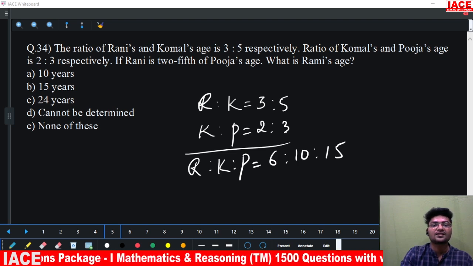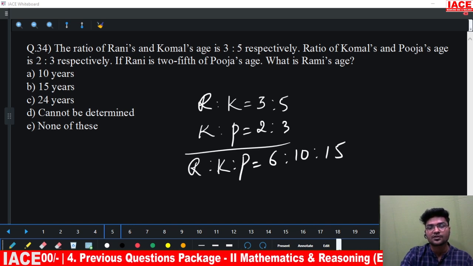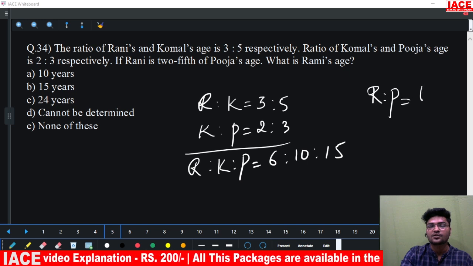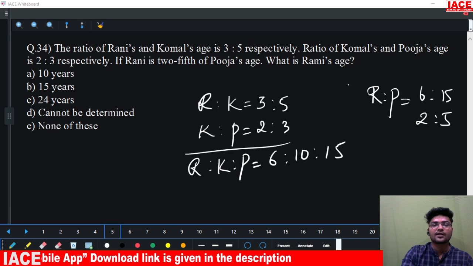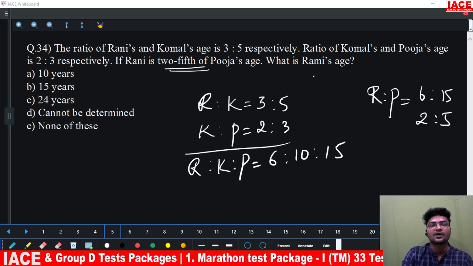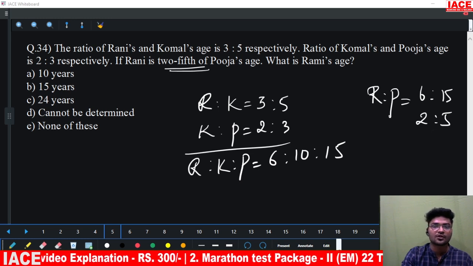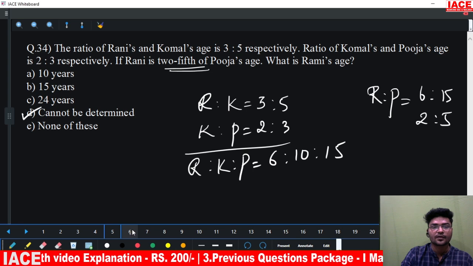Next, if Rani is 2/5 of Pooja's age. If I observe Rani to Pooja here, what I'm getting? Rani to Pooja 6 is to 15. No? 6 is to 15 means again 2 is to 5. So that information itself is given. What is Rani's age? There is nothing given here that can determine the value of these ratios. That means answer will be cannot be determined.